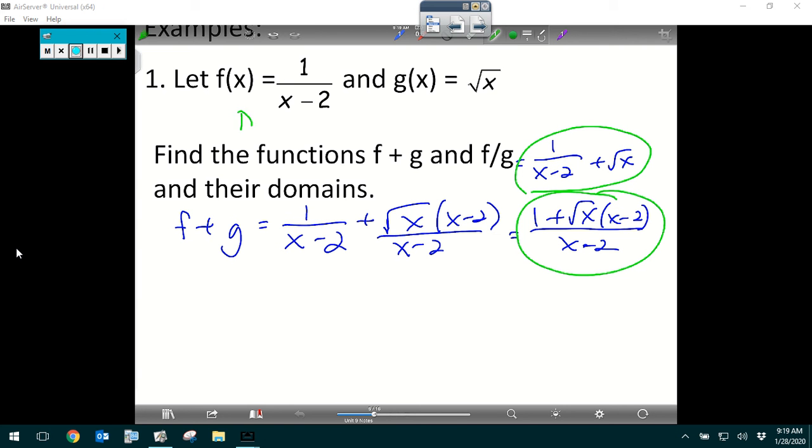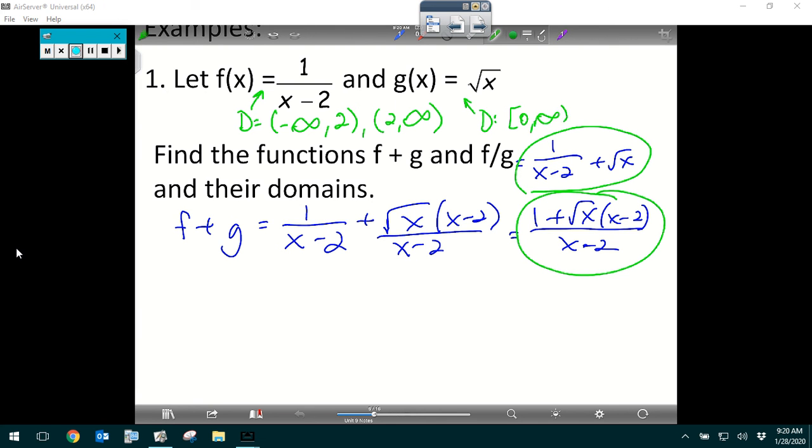The domain of f basically includes everything except a 2, right? 2 would make that undefined. Any other x would be fine. So that domain would be negative infinity to 2 and 2 to infinity. Okay, that's the domain of f. The domain of g, what works in the square root of x? Just 0 to infinity. Can we include 0 or not? Can we in this case? We can in this case because it's not in the denominator, right? The square root of 0 is 0. So this little guy's domain is from 0 to infinity.